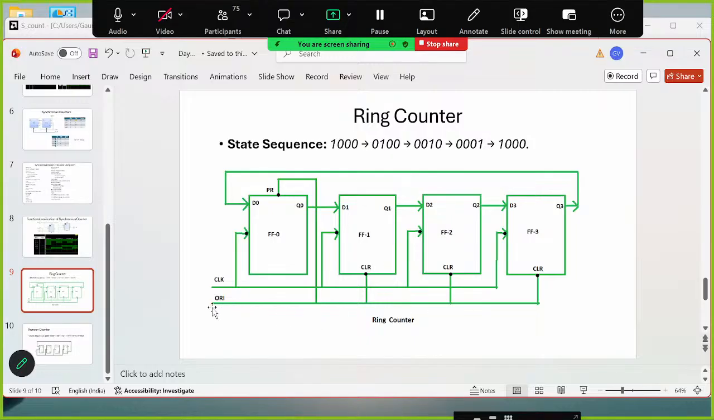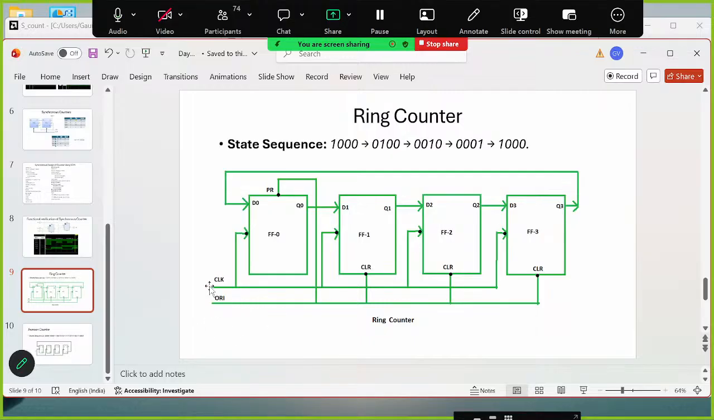Suppose when we apply this preset signal, it is applied only to the first flip flop. You can see over here. Preset means we are going to set the output of this flip flop to 1. So that it starts with this sequence whenever a valid clock signal comes. Initially, as you do the preset, it will have the sequence 1 0 0 0.